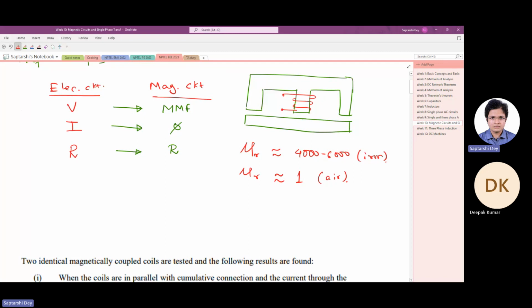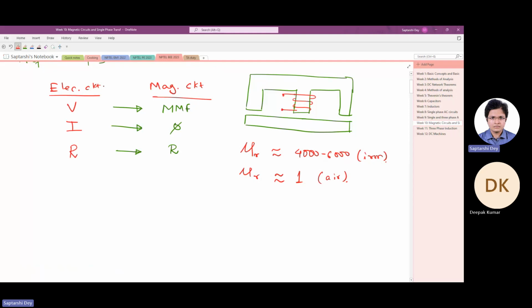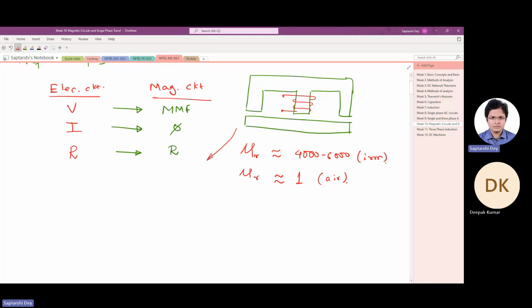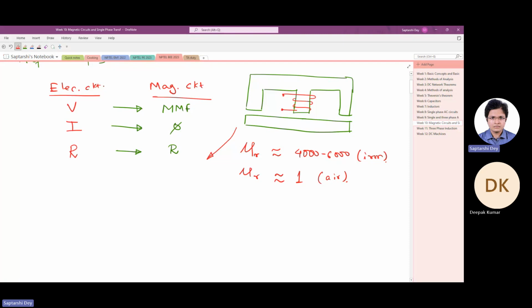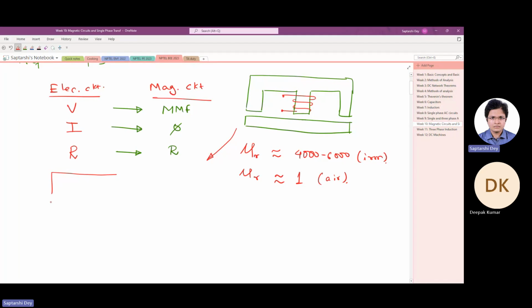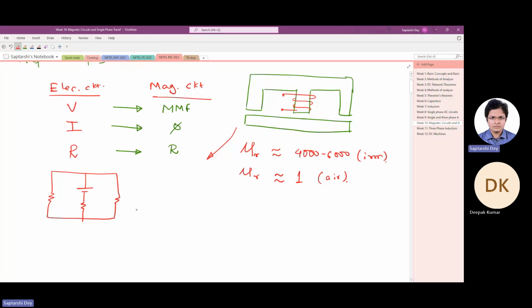So in this circuit, majority of the reluctance will be provided by the air gap. So if there is no data, we can always neglect the reluctance offered by the iron path. If there is data, you can take it. Now, the way to solve any magnetic circuit is to draw the equivalent electrical circuit and then solve the circuit. So all the air gaps will be represented by resistances. So I can draw them like this. So this is the equivalent electrical circuit of the given magnetic circuit here.